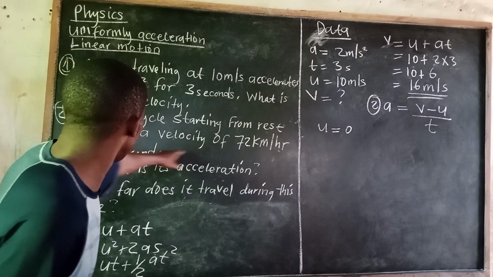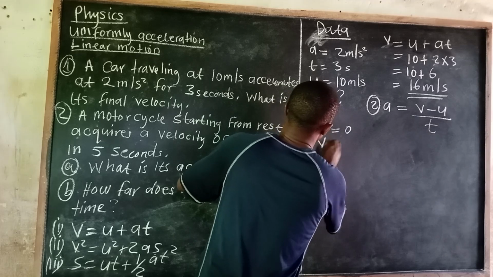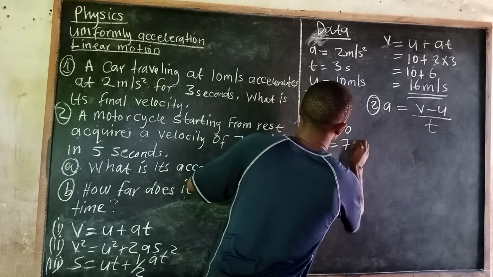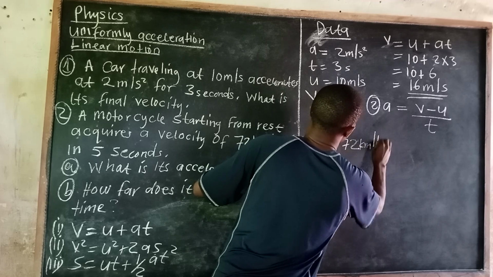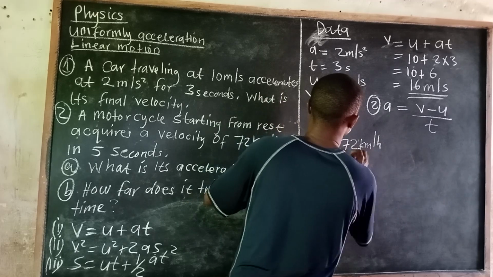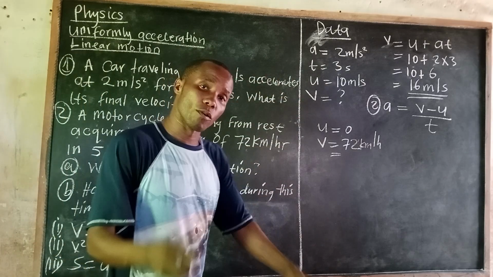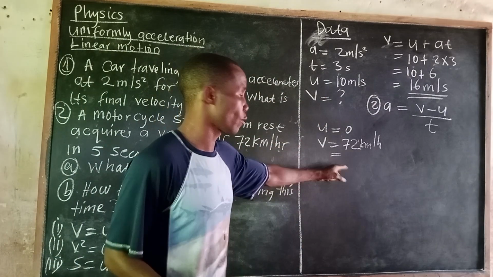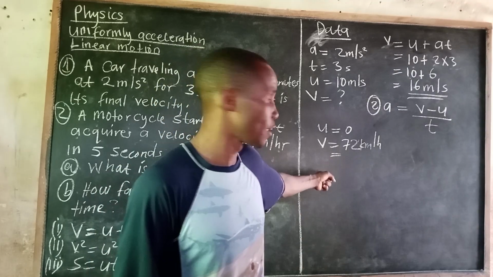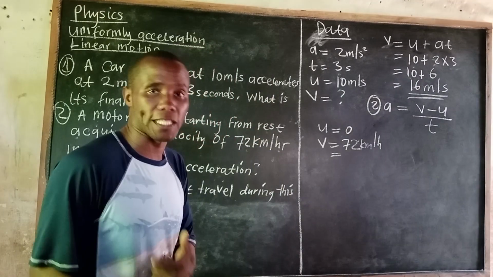We are given the final velocity, which is 72 kilometers per hour. Remember, we are going to convert this into meters per second, because velocity is always measured in meters per second, not kilometers per hour. So we have to convert this one, and I taught you how to convert in the previous class that we had.